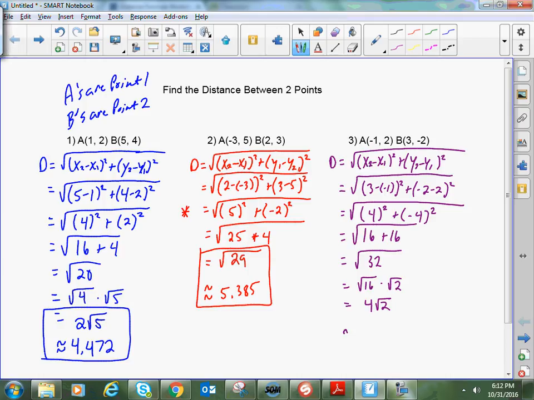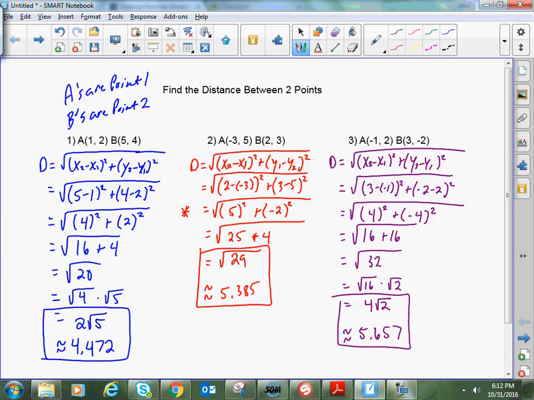Or as an approximate answer, it would help if I typed the right thing into the calculator, 4 radical 2 is about 5.657 units long.